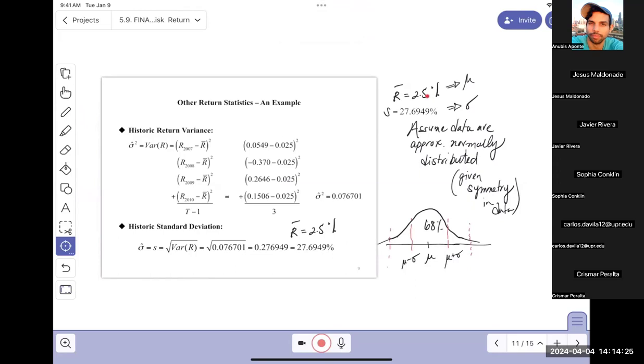Tell me how much, give me an interval of values. What does that mean? That within 1 standard deviation are 68%. So we're going to take 2.5, and we're going to add and subtract 27.7% to it. Give me the upper and the lower bounds.